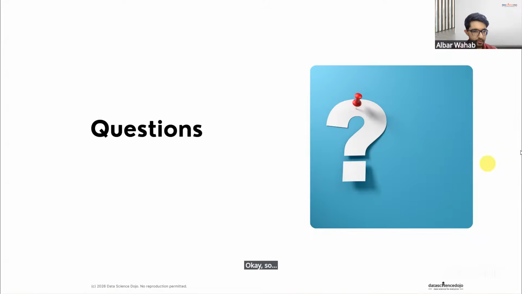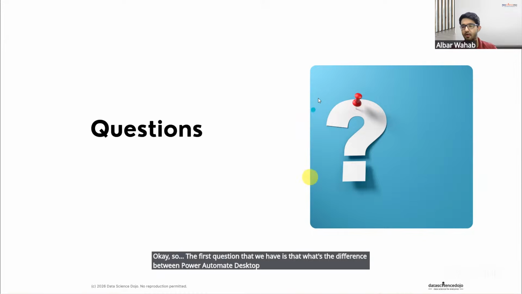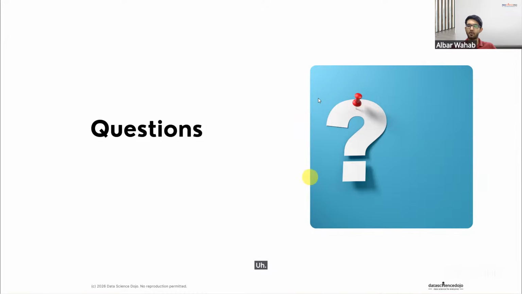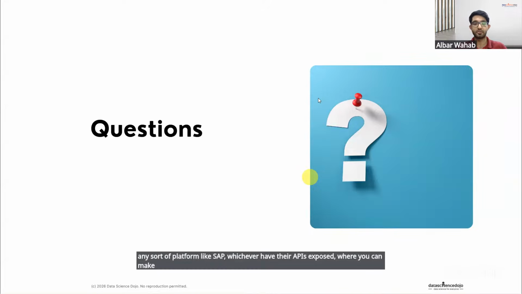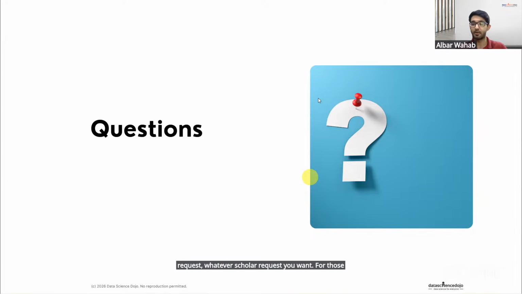The first question that we have is what's the difference between Power Automate Desktop and Power Automate Cloud? Like we discussed, Power Automate Cloud is for automation for cases where you have APIs available. So SharePoint Online, Excel Online, any sort of platform like SAP, whichever have their APIs exposed where you can make requests, push requests, whatever sort of request you want. For those, you use Power Automate Cloud. For legacy systems or for UI-based automation, you will come to this tool.